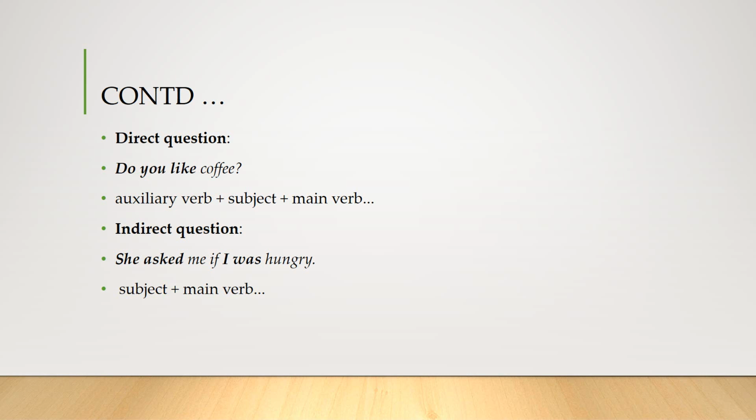Interrogative sentence can also be studied in terms of direct questions and indirect questions. Direct questions. Do you like coffee? This is an interrogative sentence with the usual word order for direct questions, such as auxiliary verb plus subject and main verb. In indirect question, she asked me if I was hungry. This is a declarative sentence and it contains an indirect question with no question mark. This sentence has the usual word order for statements, such as subject plus main verb.